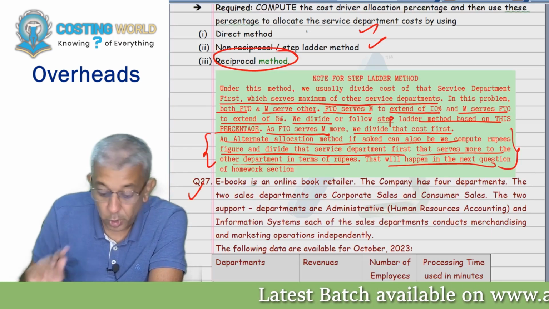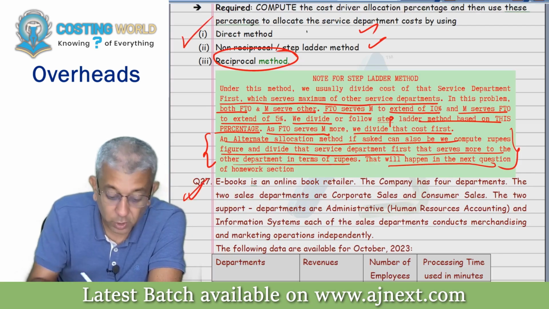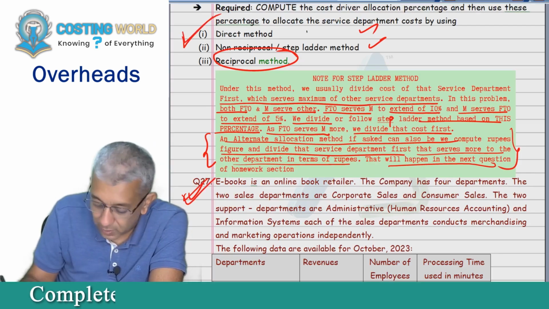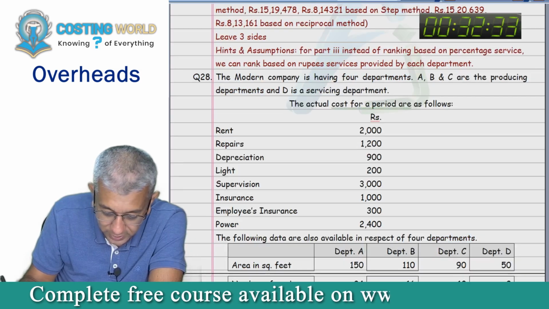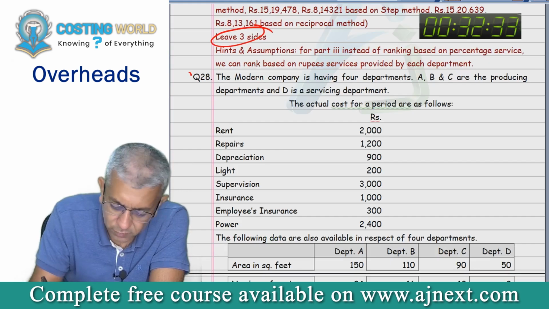Okay, so your two sides are over. Then you all have solved question number 26. Then you are going to be keeping, I guess, 3 sides for question number 27. 3 sides. Okay, our last question is number 28. We will stop with that.